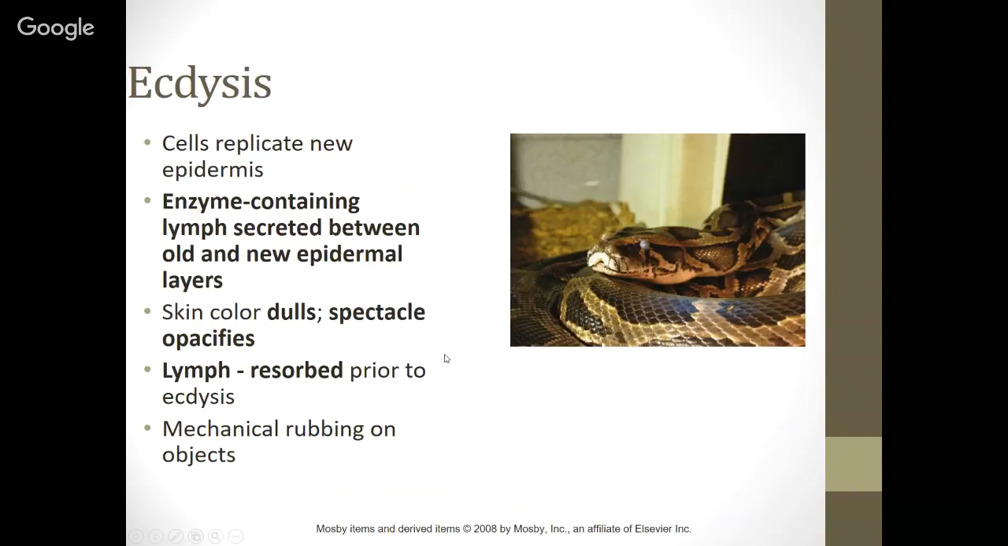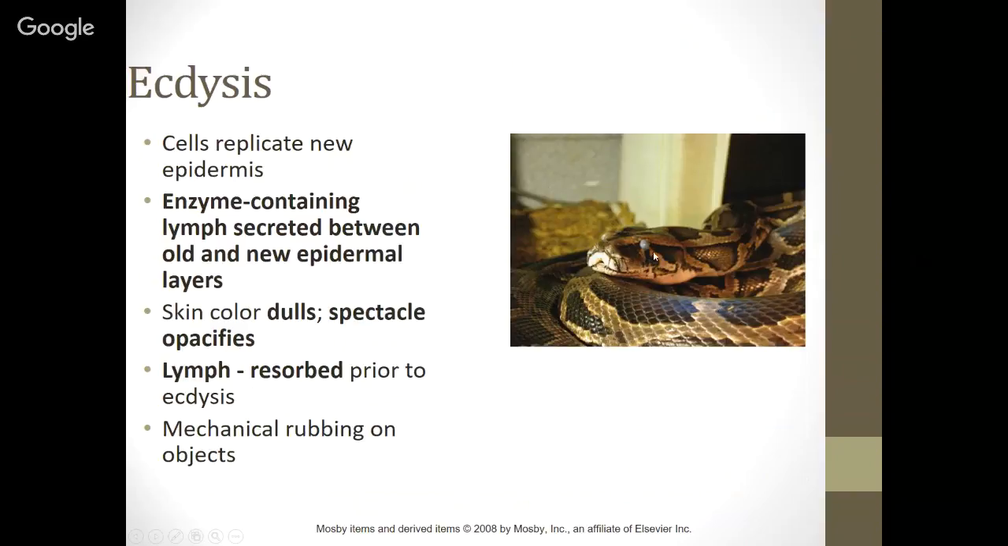Cells replicate a new epidermis. We know that about our own skin. This happens in snakes as well. There's an enzyme containing lymph that is secreted between the old and new epidermal layers. The skin color dulls, and then that spectacle opacifies. So when you see a cloudy brill or a cloudy eye, that's when we know that a shed is about to happen. There's actually fluid underneath that scale.